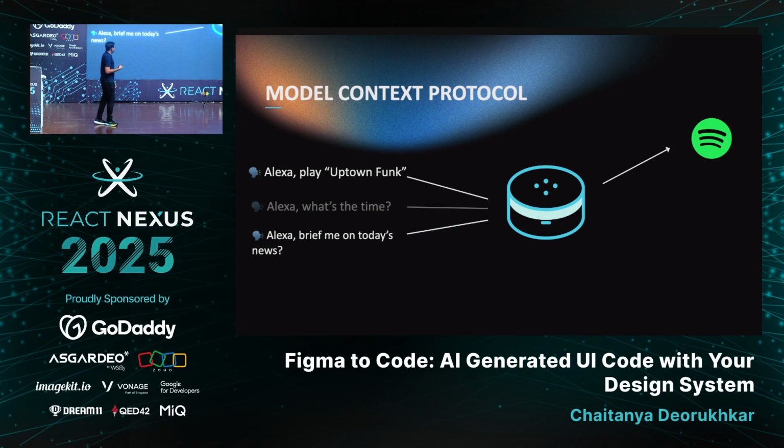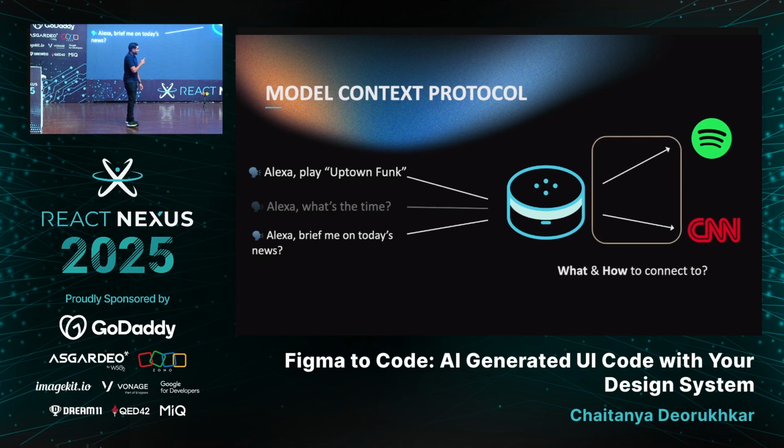If I ask Alexa to brief me on today's news, it's going to connect to a service provider like CNN and get today's news and tell me what it is. So this connection part that Alexa does, where it figures out what to connect to and how to connect to, is what MCP is trying to solve for AI.